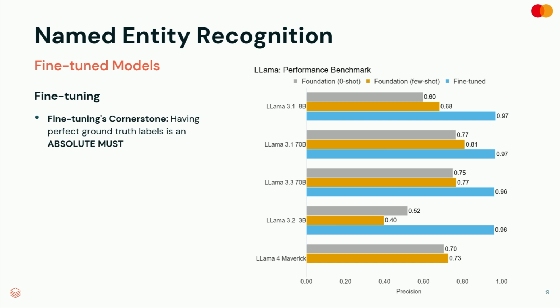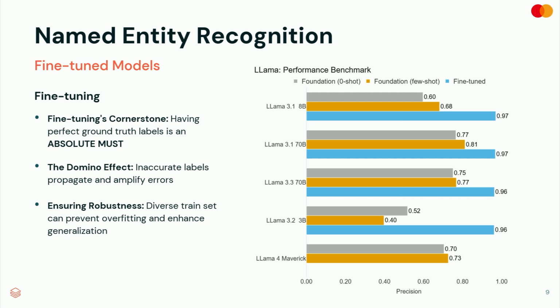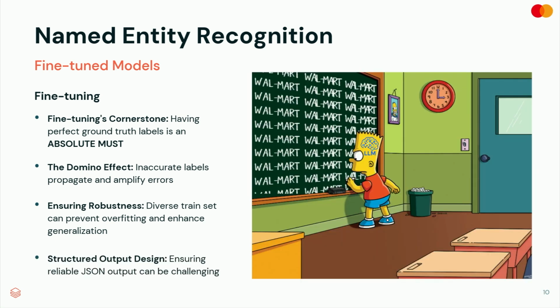Some basic concepts that we consider when we are fine-tuning the models. Having perfect ground truth labels is an absolute must. And I cannot really emphasize this enough, because incorrect and inaccurate labels propagate and amplify the errors. When it comes to robustness, you have to make sure that your train set is diverse enough and that you're only including the relevant examples in your train set, because otherwise you're going to promote something that you didn't really intend to when it comes to the predictions. And structured output design.